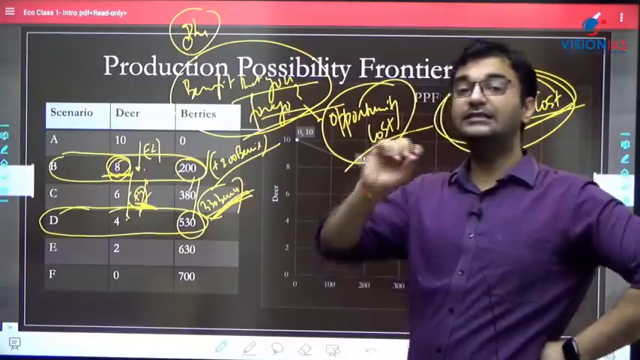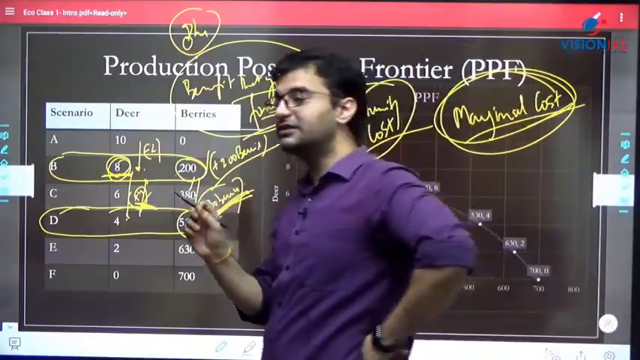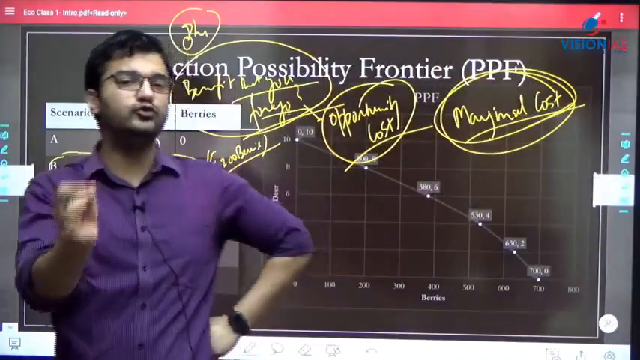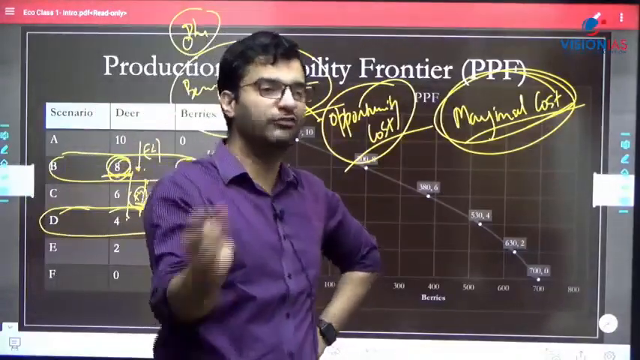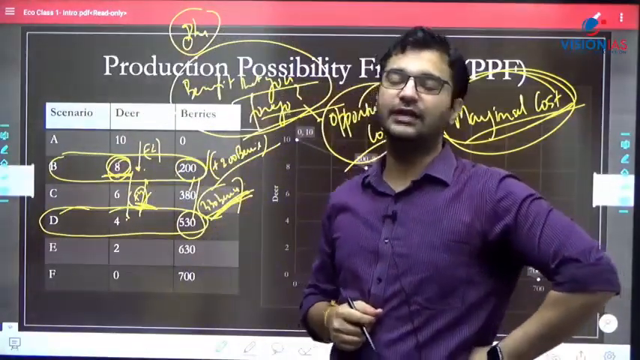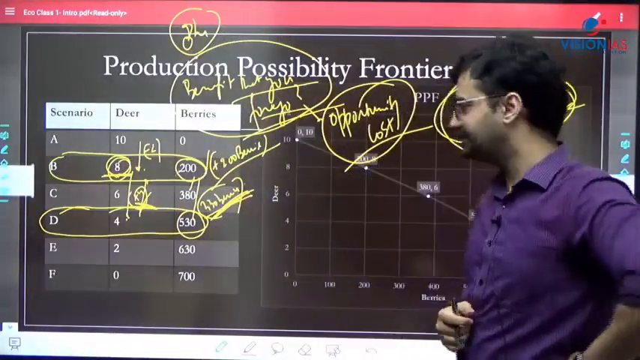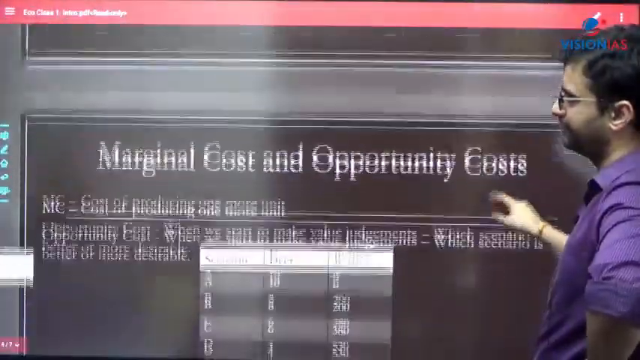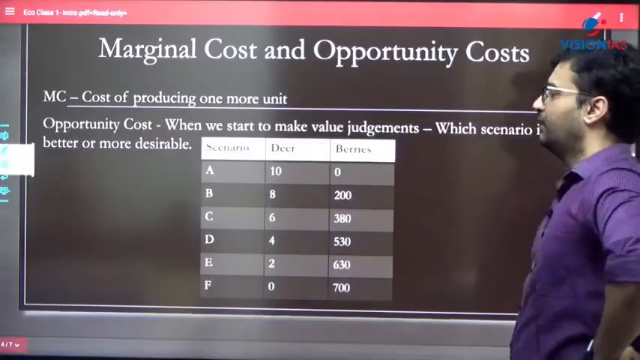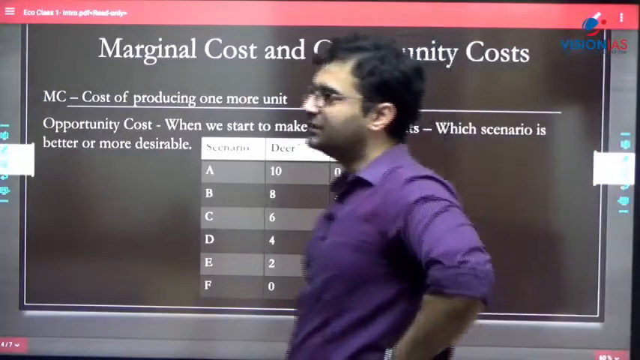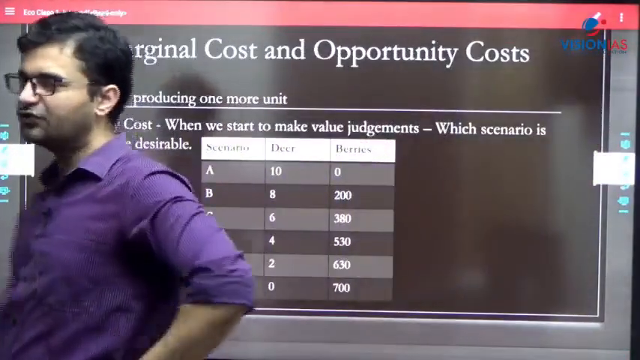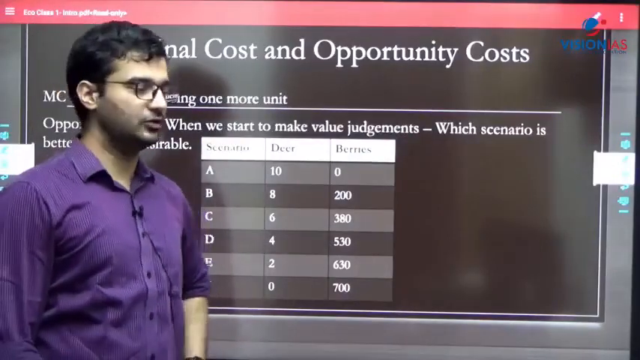Whereas what is the marginal cost? Marginal cost is how much more time do you need to produce one more unit of output. That is the concept of marginal cost. Marginal cost, as I said, the cost of producing one more unit, that is what marginal cost is.